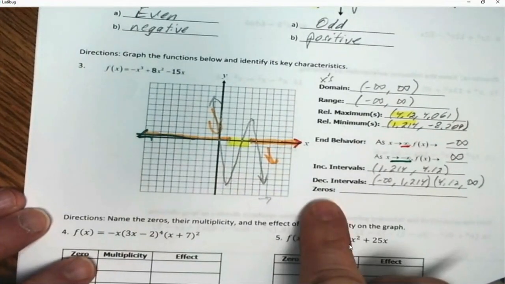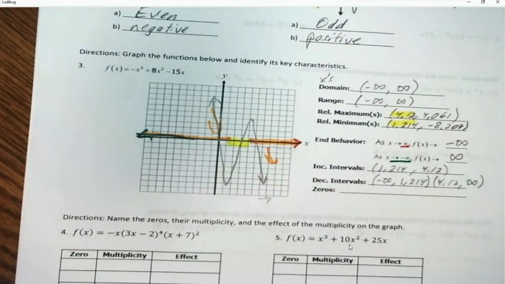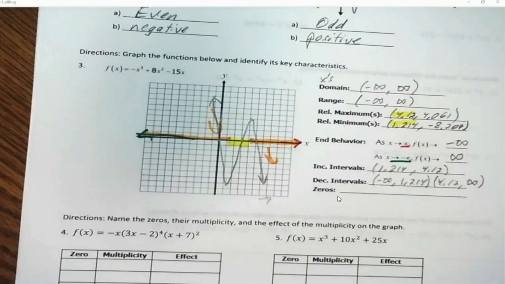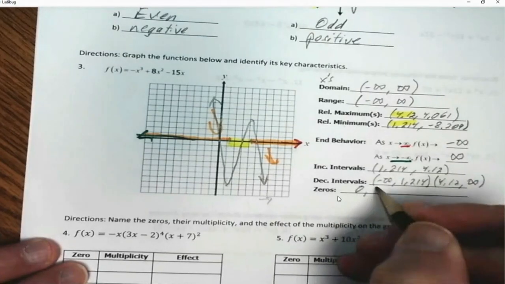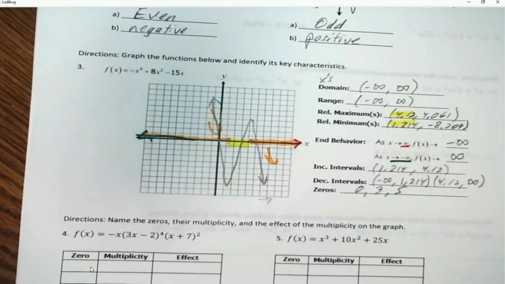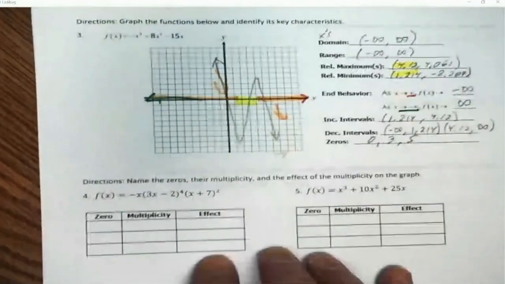Now it wants the zeros. Well, let's go look and see exactly where the zeros are according to our Desmos. There's one at 0, there's one at 3, there's one at 5. So 0, 3, 5, 3 zeros. So that's it, just key characteristics of graphs right there. So now let's go down here.